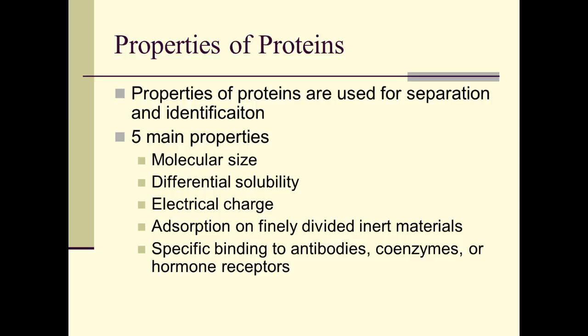So what are the properties of these proteins? Well, we usually separate them and identify them based on certain properties. The molecular size, which is obviously how big or small they are. Their differential solubility. So what do they do in a liquid? Are they soluble? Do they float? Do they sink? There's different things that can happen. Their electrical charge. Some have really strong electrical charges, some of them are very weak. The adsorption on finely divided inert materials. So how do they react with different materials? And their specific binding properties to antibodies, enzymes, and hormone receptors. So there's different ways that we can figure out what proteins are which.